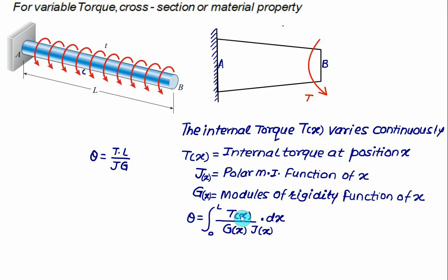So in that case the value of Tx will be equal to T, G will be equal to G, and J will be a function of x. So this is our approach in the present video, where we are going to cover the variable torque, variable cross section, or variable material property.